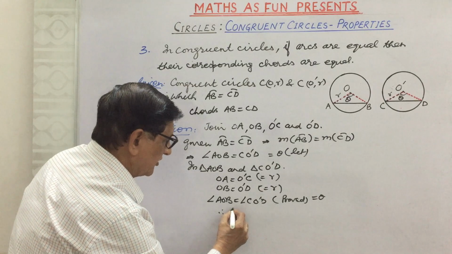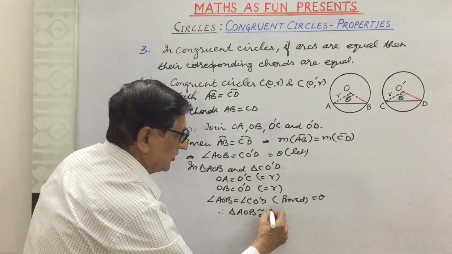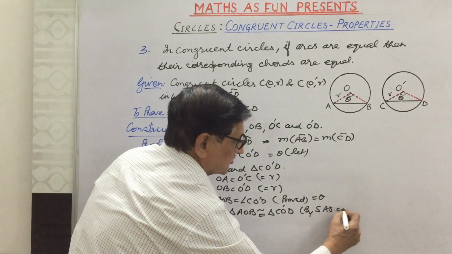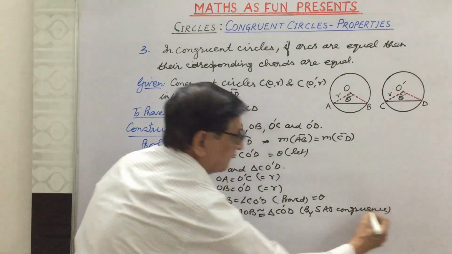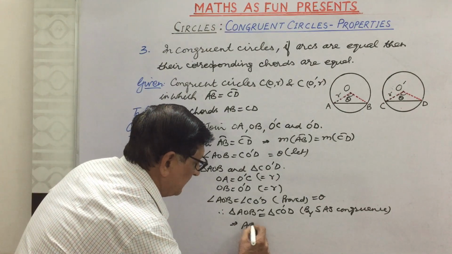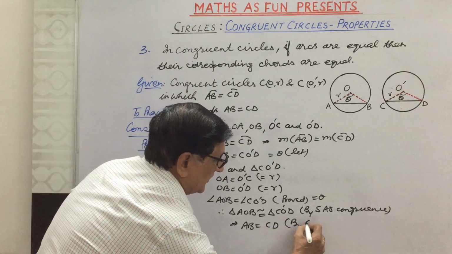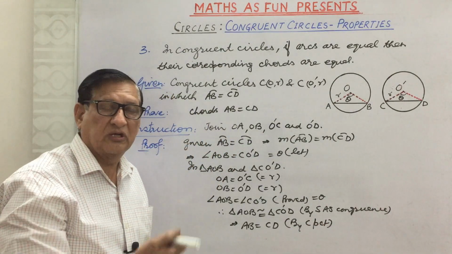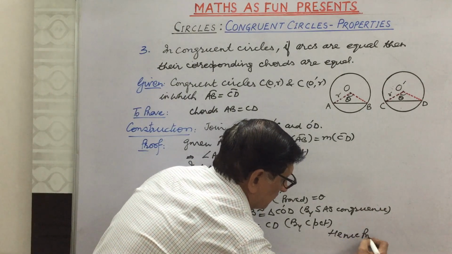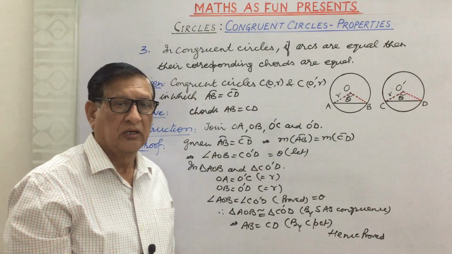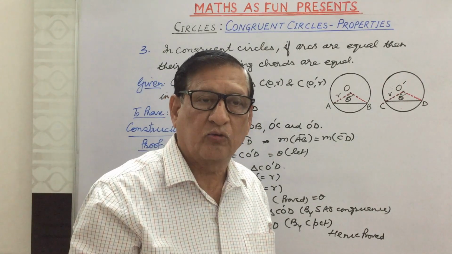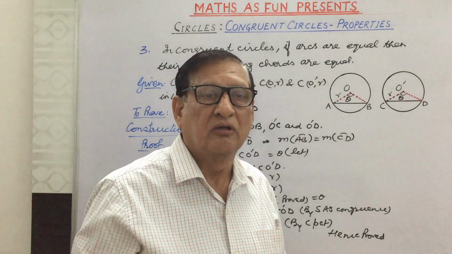So we can write, therefore, triangle AOB is congruent to triangle COD by SAS congruence. And if they are congruent, their corresponding parts are equal. It means AB is equal to CD by CPCT, corresponding parts of congruent triangles. And that is what we had to prove. So we could prove that if two arcs in congruent circles are equal, their corresponding chords are also equal.